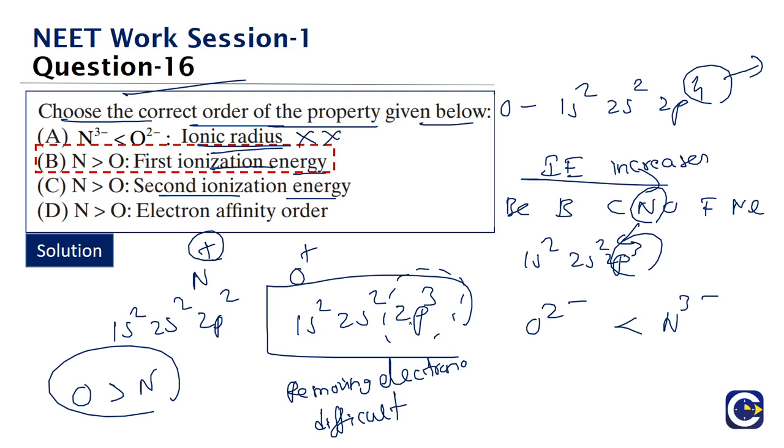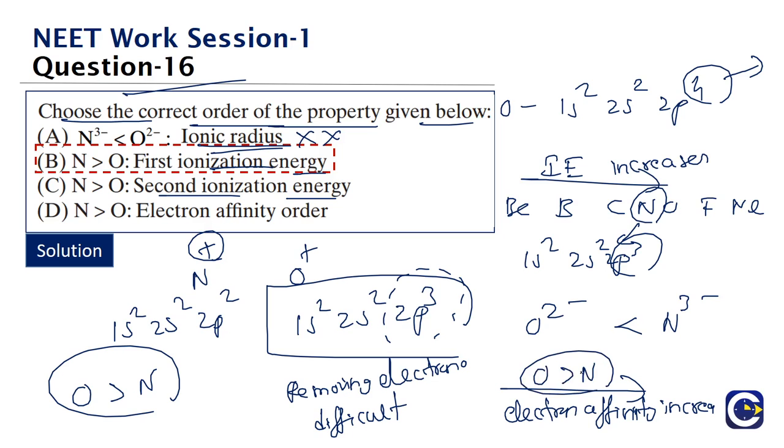D is saying nitrogen is more than oxygen in electron affinity order. See, electron affinity: when we move from left to right, the electron affinity values will be increasing. In this there is no anomaly. In a period we don't have any anomaly in the electron affinity. So the oxygen value is more than nitrogen. Fluorine value will be more than oxygen, like that. So the correct answer is option B.